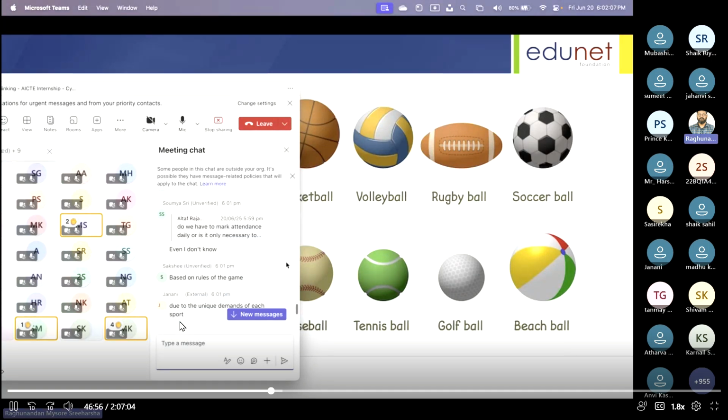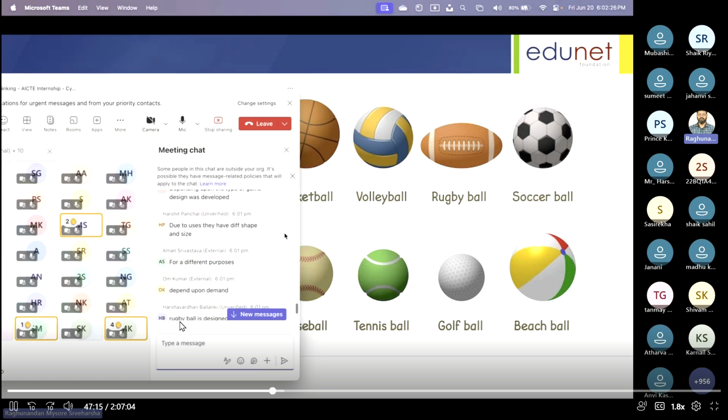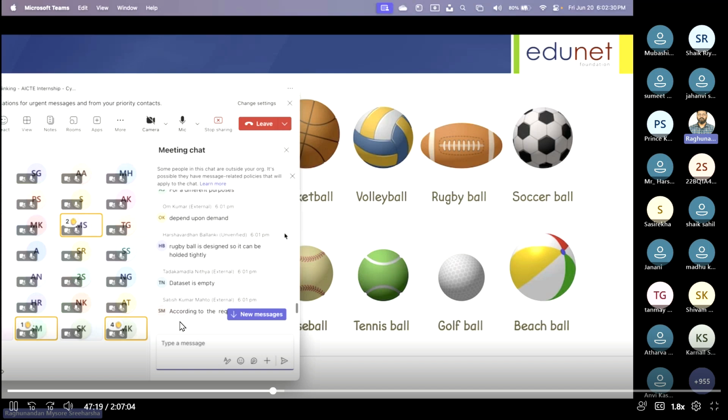Different purposes. Okay, even based on rules of the game. Now, rules of the game only started after we got an idea about the balls right here. Due to the unique demand of each sport, weight difference helps with bounce, racket, rest, good. Different shapes and sizes for different purposes, depending on the demand, good.